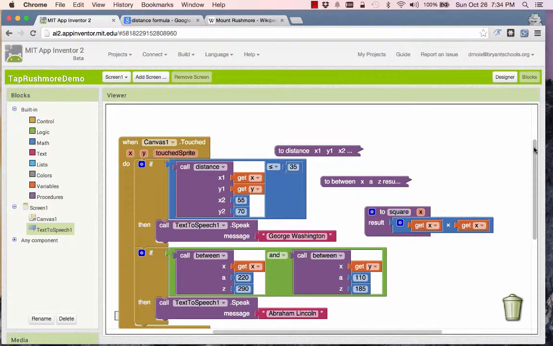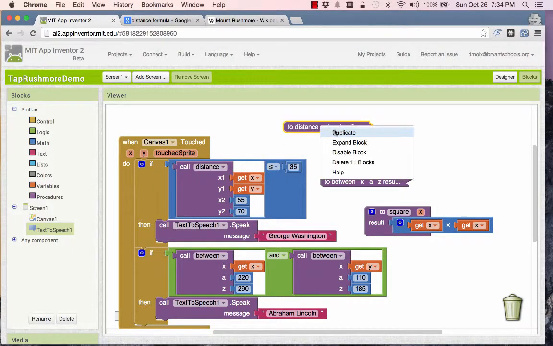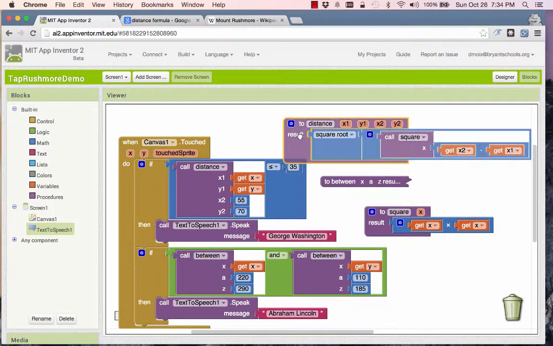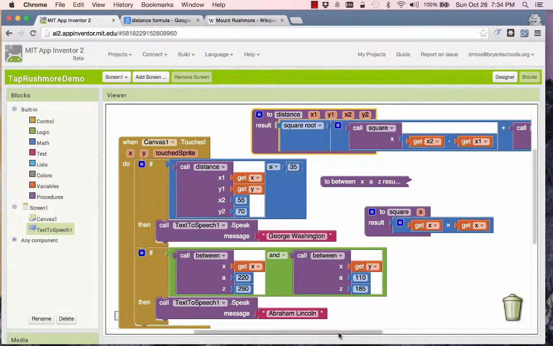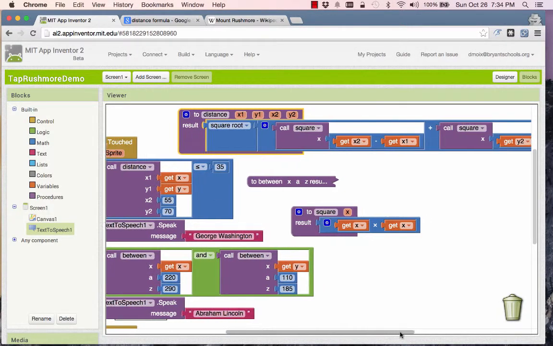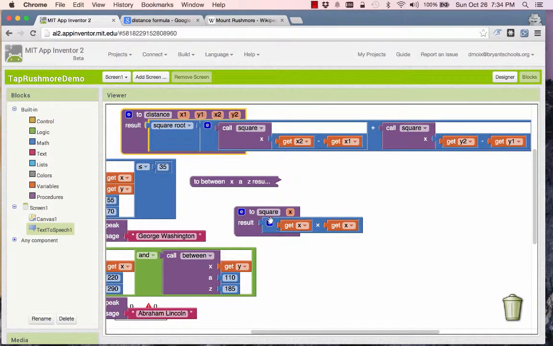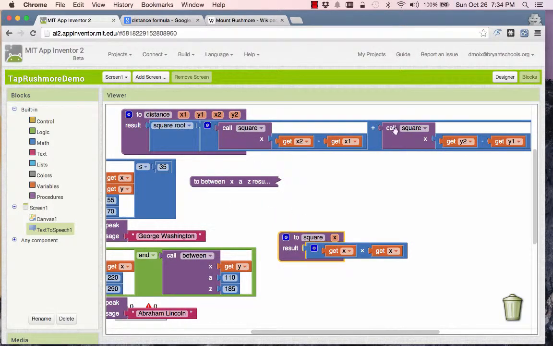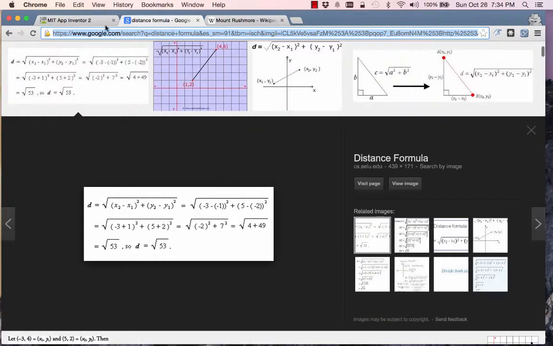And the way that we made a benefit of that was, we used it in the distance formula, didn't we? So distance is up here. Let's expand that block. And we said that to find the distance between 2 points, we needed to take the square root of the sum of the squares of the difference of the x's and the difference of the y's. And we used our square procedure, or a square function down here, to make this a little bit easier to see and to make it look a lot more like the formula from whatever web page we stole it from.